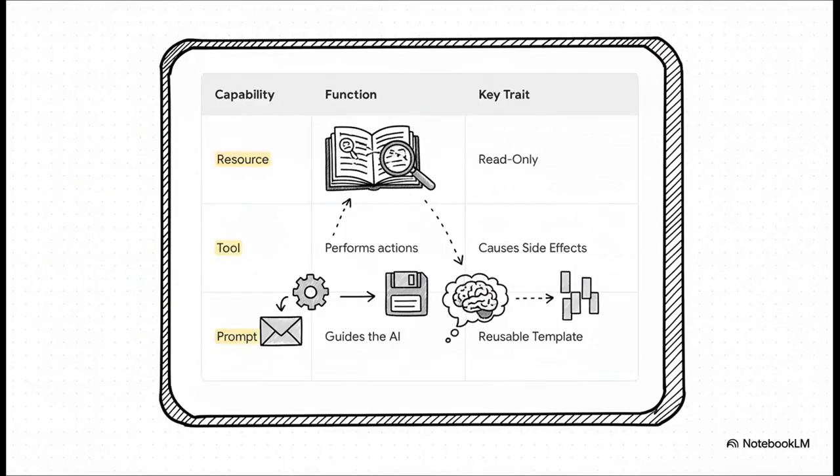Now, what's really clever here is that MCP doesn't just lump all these skills together. It actually breaks them down into 3 distinct types. First, you have resources. These are for read-only things, like just fetching a document. Second, you have tools. These are for taking action, for doing things that have a side effect, like sending an email or saving a file. And third, you have prompts. These are basically reusable templates that help guide the AI and tell it how to behave. 3 clear categories for 3 different jobs.